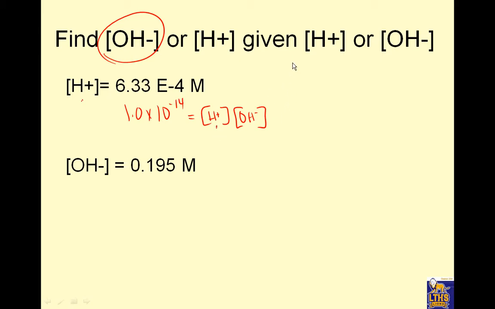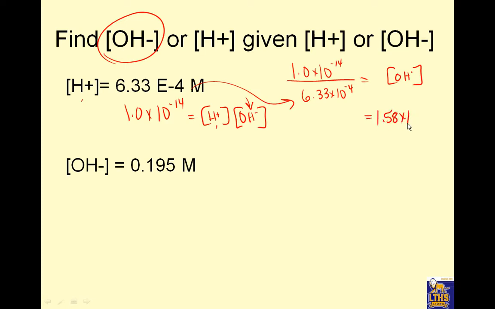So if we want this, then we could take 1.0 times 10 to the negative 14 over the hydrogen ion concentration, times 10 to the negative 4th. I just put that in there, solve this equation using 1 times 10 to the negative 14th, and I get, for hydroxide ion concentration, 1.58 times 10 to the negative 11th molar. And I went with 3 significant figures because of the 3 in the given value.